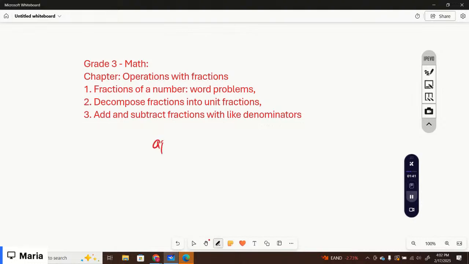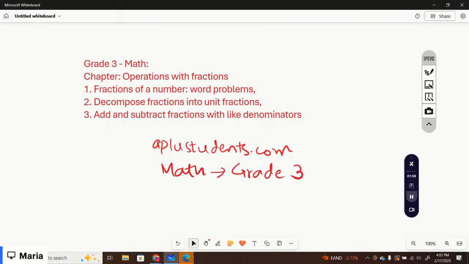You can find all the lessons on applestudents.com. You have to log in there using your email address and password as provided by the administrator. Then you have to select math from the subject tab. Scroll down to grade 3 math and then click on view all lessons.